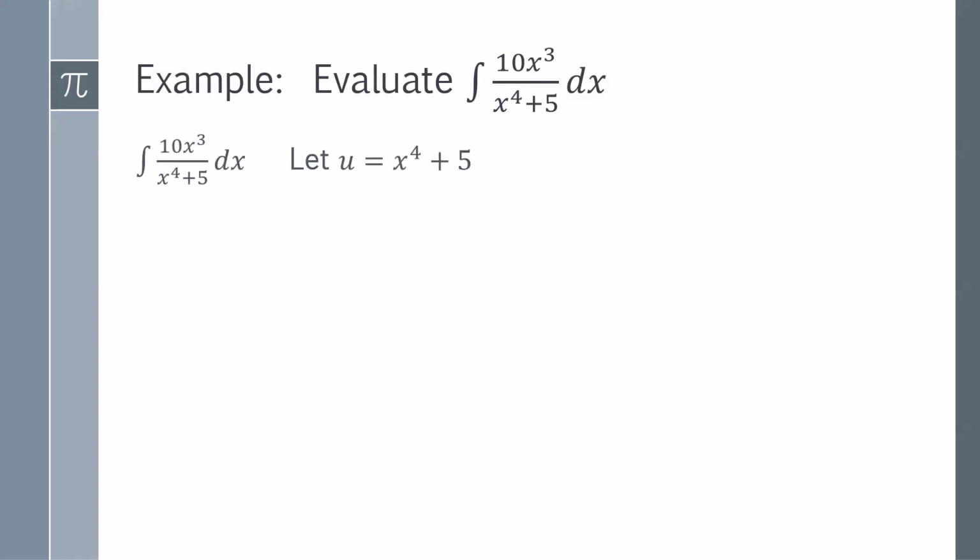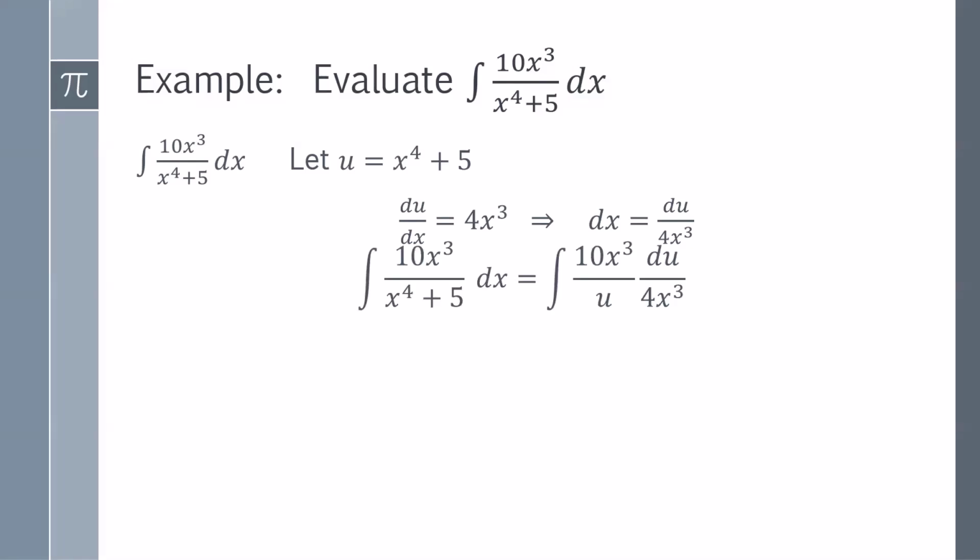So let's let u equal x to the 4 plus 5. If we differentiate, we get du/dx equals 4x cubed, or dx equals du over 4x cubed. So then the integral of 10x cubed divided by x to the 4 plus 5 is equal to 10x cubed divided by u times du over 4x cubed. The x cubeds cancel, the 10 and 4 reduce, and we end up with 5 halves times 1 over u, the integral of that du.